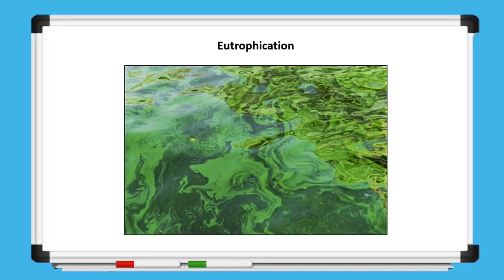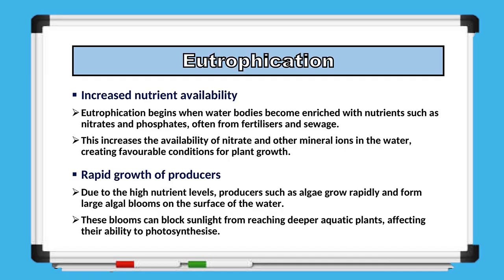This happens when a lake, river, or pond receives excessive amounts of nutrients, mainly nitrates and phosphates, usually from agricultural fertilizers and untreated sewage. These extra nutrients create ideal conditions for algae to grow rapidly. So, let's understand how eutrophication occurs step by step. The first stage is increased nutrient availability.